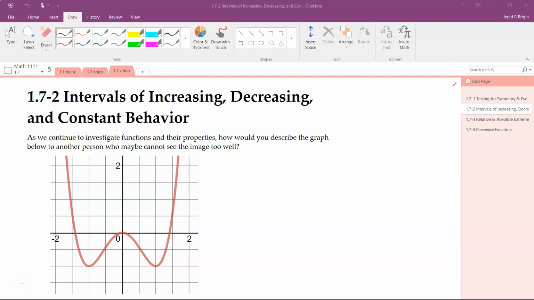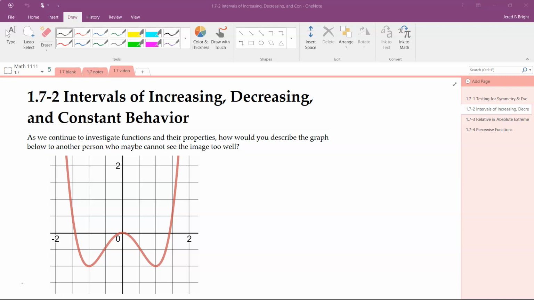We're going to continue our discussion of function properties and look at increasing, decreasing, constant behavior next. So to begin that, imagine you have this graph that's being shown on the screen here, and you want to be able to describe it to another person. How would you explain it? And again, imagine that they can't see this image, but you're describing it to them. How would you do that? Pause the video and see if you can take a shot at explaining it.